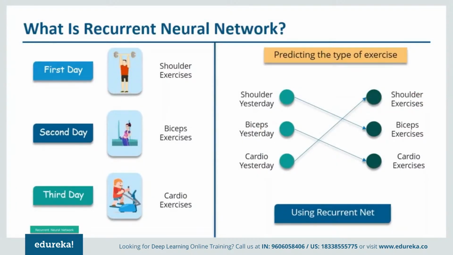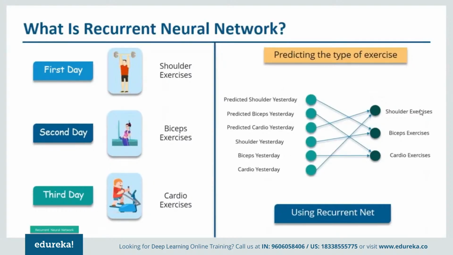Now there can be one scenario where you are unable to go to the gym for one day. Due to some personal reasons, you could not go to the gym. Now what will happen at that time? We'll go one timestamp back and we'll feed in what exercise happened the day before yesterday. So if the exercise the day before yesterday was shoulder, then yesterday there were biceps exercises.